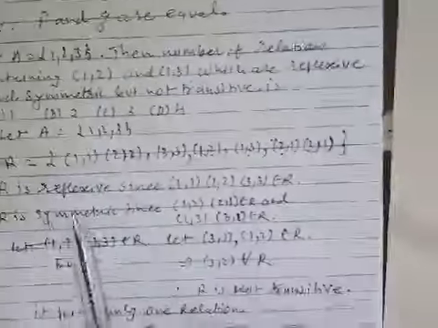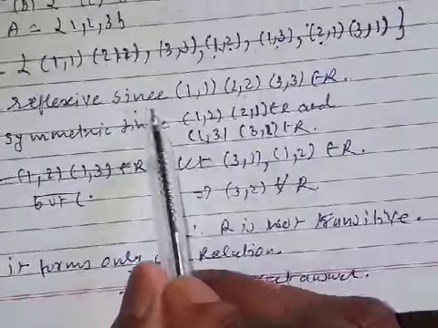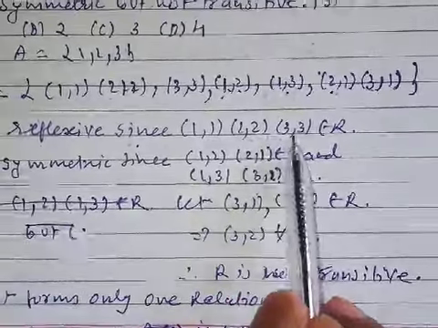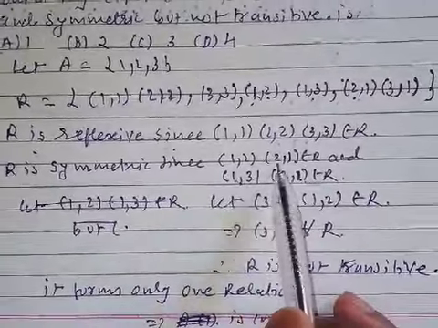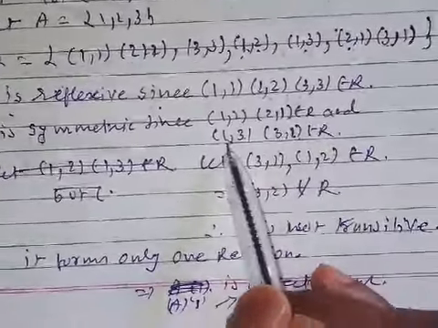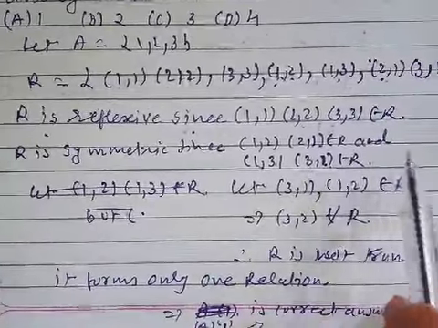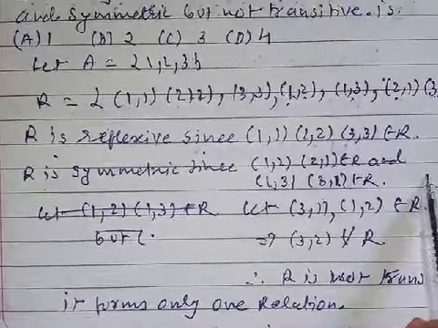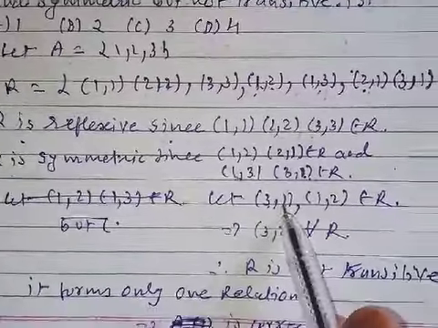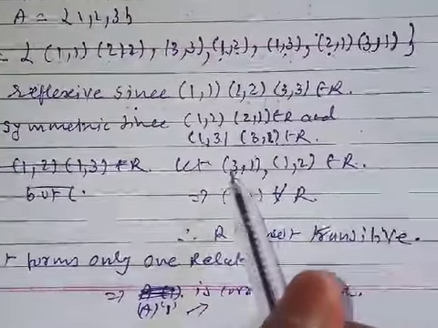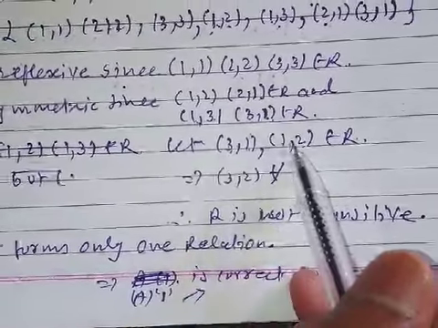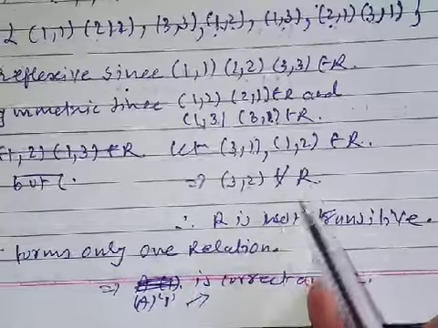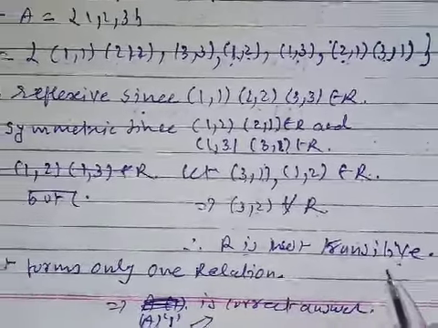Okay, let's see. R is reflexive first, since (1, 1), (2, 2), (3, 3) belong to R. R is symmetric since (1, 2) and (2, 1) belong to R. Similarly (1, 3) and (3, 1) belong to R. Let us check for transitive. (3, 1) and (1, 2) belong to R, but (3, 2) does not belong to R, so R is not transitive.